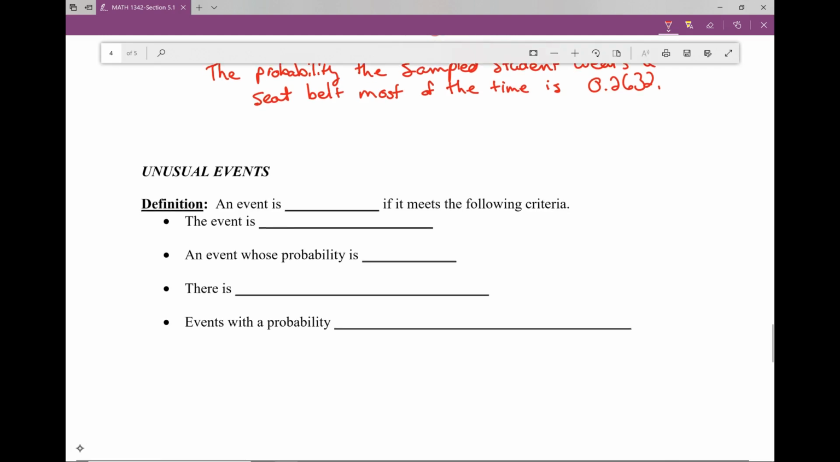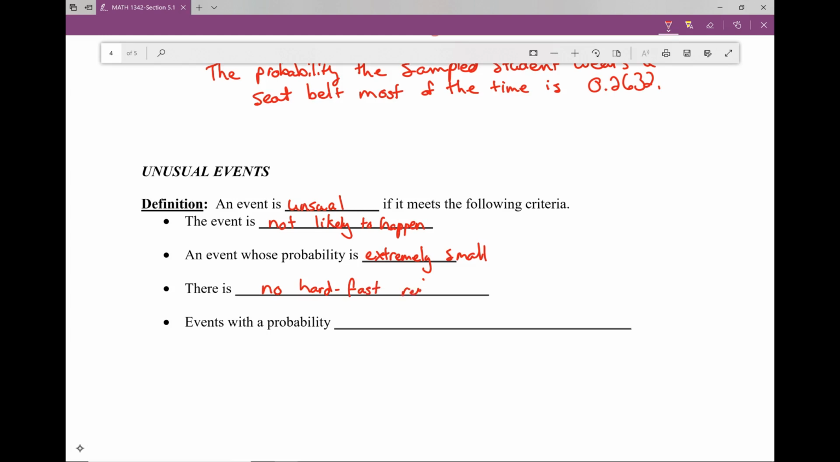Now, sometimes we need to talk about unusual events. An event is what we consider unusual if it meets the following criteria. The event is not likely to happen. That means that it has a probability that is extremely small. Unfortunately, there is no hard, fast rule to determine this.